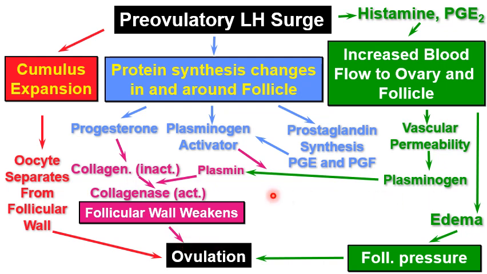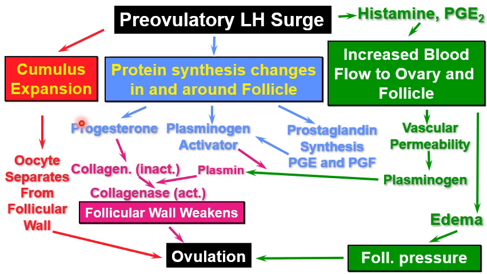So as a summary, all of these factors will lead to ovulation. So we have the expansion of the cumulus. We also have the changes in the protein synthesis. So for example, we have the plasminogen activator, as well as the prostaglandin synthesis, PGE and PGF2 alpha. And of course, we also have progesterone.